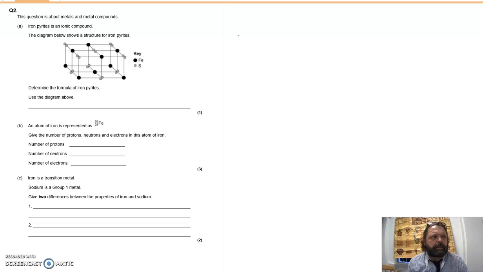Okay, question 2. We've got another ionic compound. It tells you that its name is iron pyrites, and we've got a diagram showing the arrangement of a small part of this compound. The question is asking us to determine the formula. Remember what a formula means. It tells you which elements are in a compound, and it tells you the simplest ratio that there can be between them. So I'm just going to count these two different types of atom here.